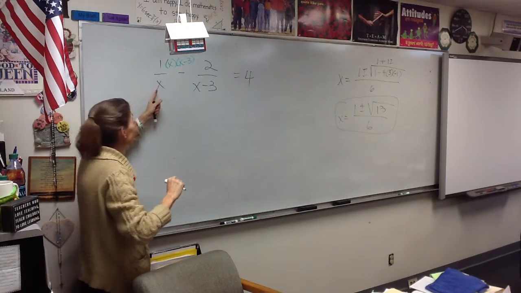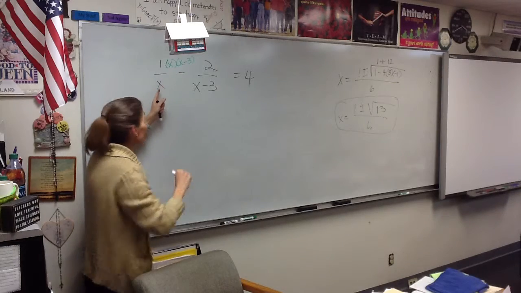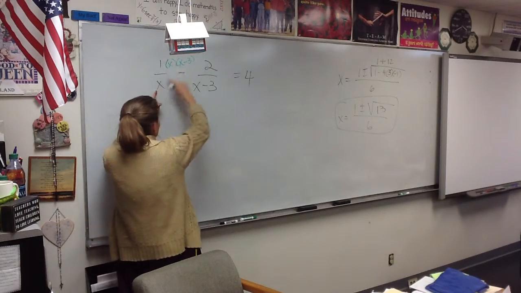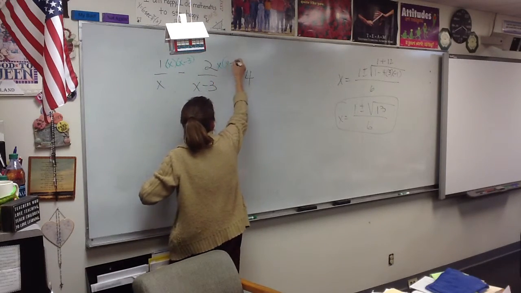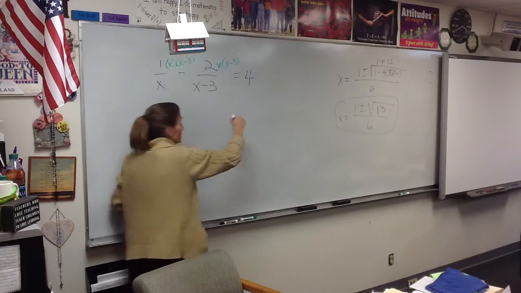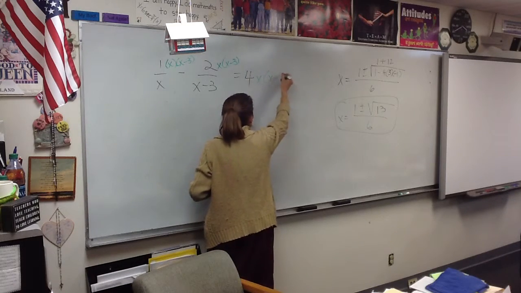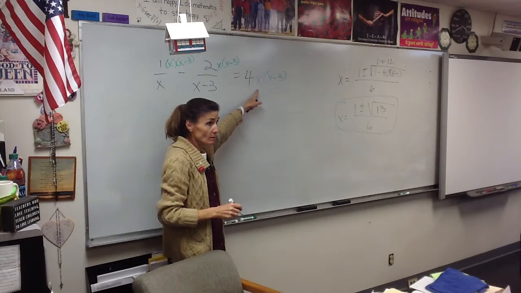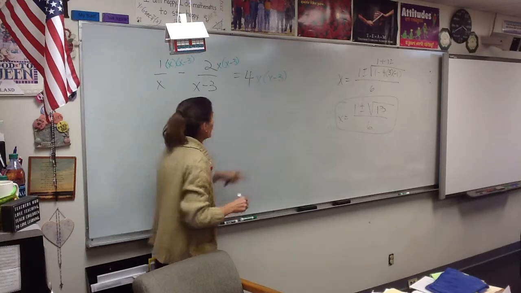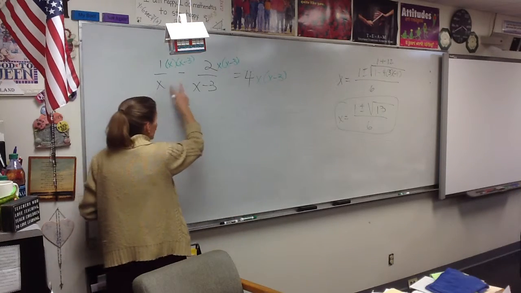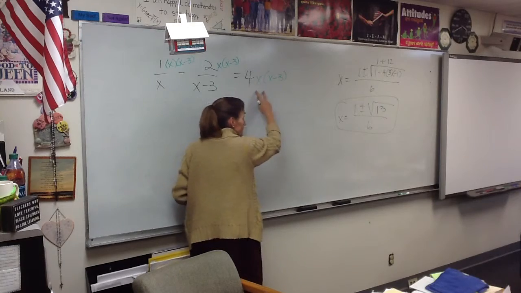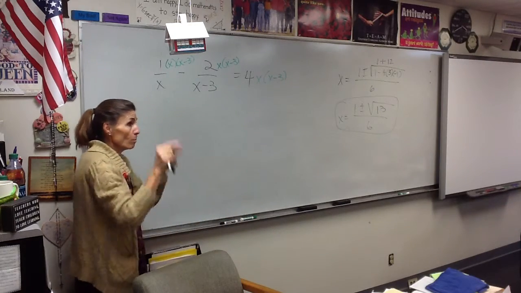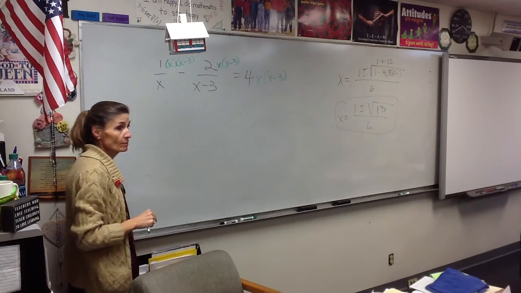Because your purpose is to cancel these out. So you have to have an x here to cancel out, and you're going to need an x minus 3 to cancel that one out. Do not forget, this side has to be multiplied also. That might trick you sometimes. You got to multiply this, this, and this by both parts of the common denominator.